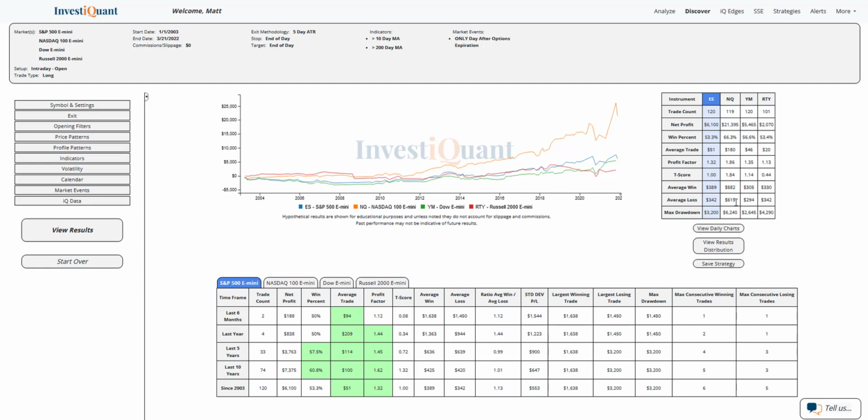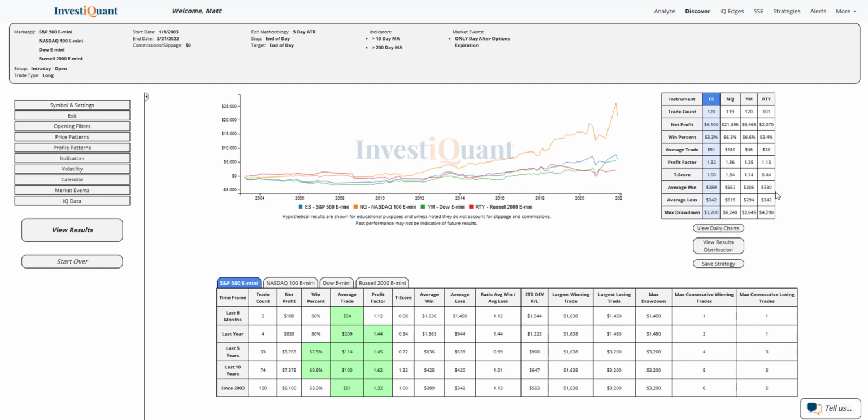If we go to the average moves, you'll see the average win is larger than the average loss in the S&P. That's not the case for the NASDAQ. NASDAQ has that stronger win rate, but the average loss is a little bit larger than the average win. For the Dow, the average win is larger than the average loss, and then for the Russell, the average loss is just a little bit larger than the average win, but both of those are pretty similar in size.